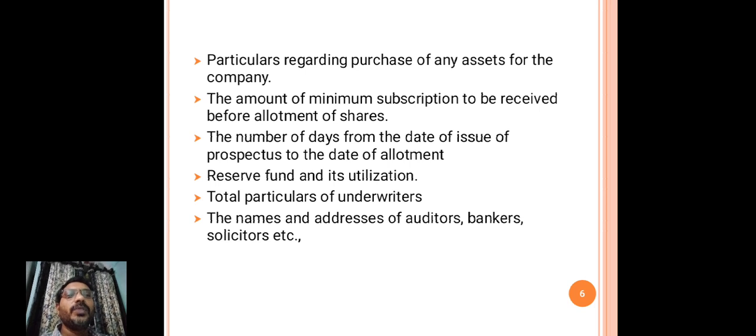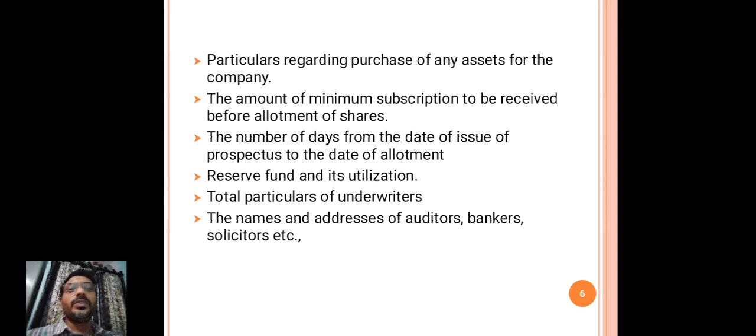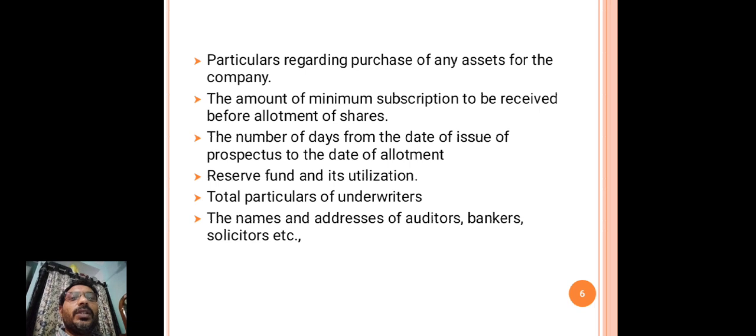Here, the amount of minimum subscription to be received before allotment of shares is clearly mentioned in the prospectus. Reserve fund and its utilization: the amount of reserve fund and the utilization of the reserve fund is clearly mentioned. The total particulars of underwriters are also mentioned. The names and addresses of auditors, bankers, solicitors, etc. are clearly mentioned in the prospectus.